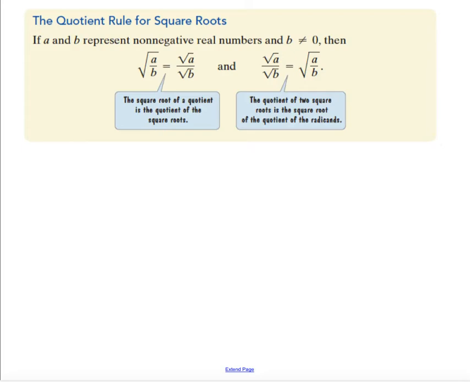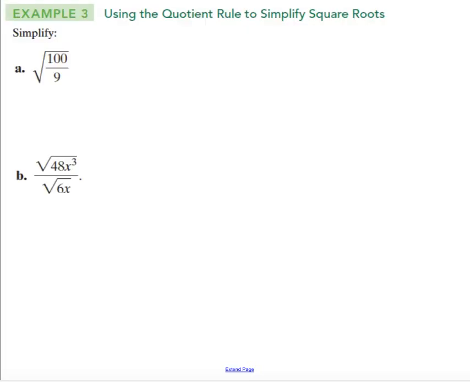Quotient rule for square roots. You have a radical with a fraction underneath. You can separate it out into 2 radicals with division. Or the opposite: if we have 2 radicals dividing, we can combine them back together into 1 radical. So we'll do some examples here. All right, square root of 100 over 9. We can break this up as square root of 100 over square root of 9.